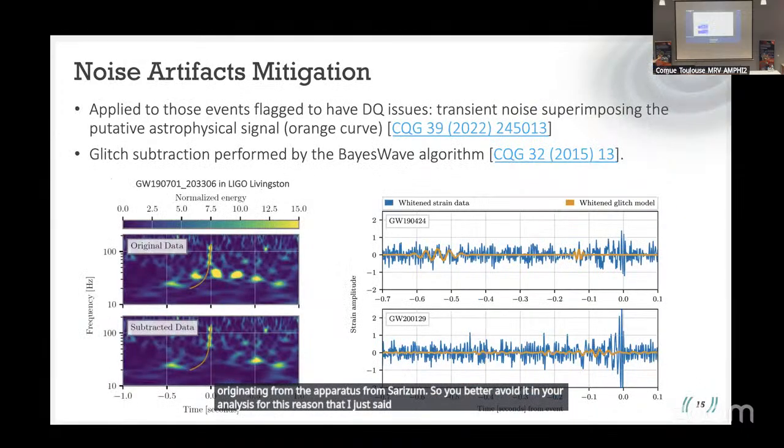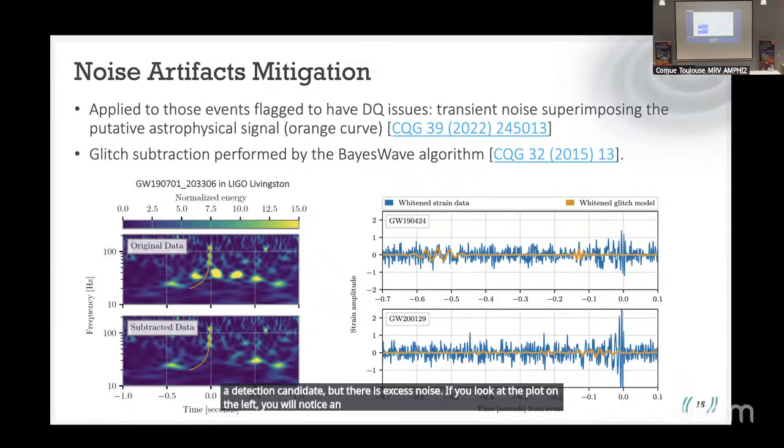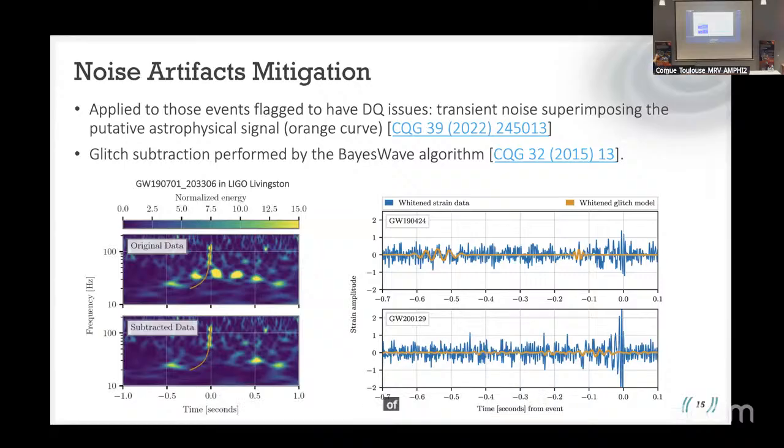What if noise is unavoidable, meaning that we have a detection candidate, but there is excess noise? If you look at the two plots on the left, you will notice an orange curve. This is the waveform of the putative CBC signal. But at the bottom, we have this sort of set of bumps, of bright regions, which is noise, likely from ground motion. Unfortunately, this is the situation that we have to face.